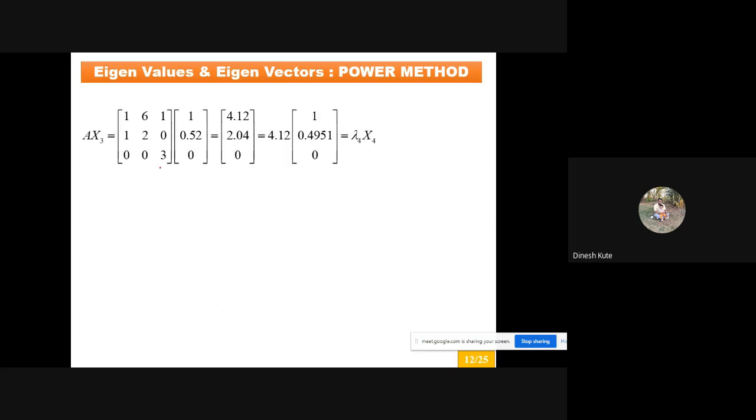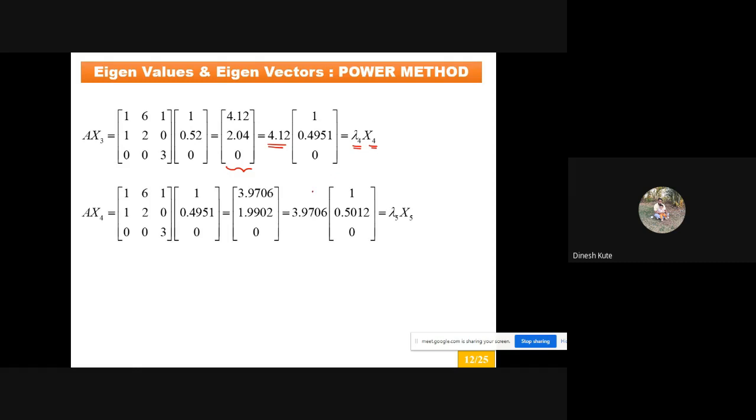So if I repeat this same iteration again, you will get this column matrix, and from this you have to take the largest eigenvalue common, which is 4.12. So in bracket you will get 1, and then 0.49510. So this is lambda 4 and x4. Perform one more iteration for this particular vector. You will get this, again take 3.9706, the largest eigenvalue common. Okay, now we are here.